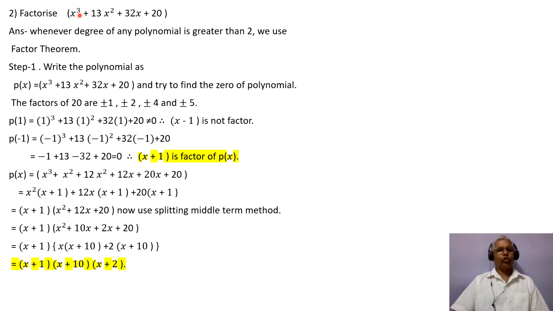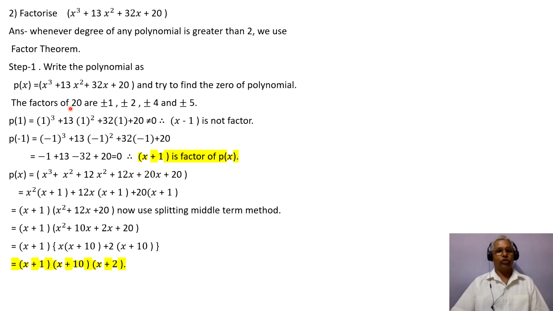So factorize x cube plus 13x square plus 32x plus 20. Answer. Whenever the degree of any polynomial is greater than 2, we use the factor theorem. Step 1 in this factor theorem: write the polynomial as p(x) equal to x cube plus 13x square and so on, and try to find the zero of the polynomial. And now you know how to find it.